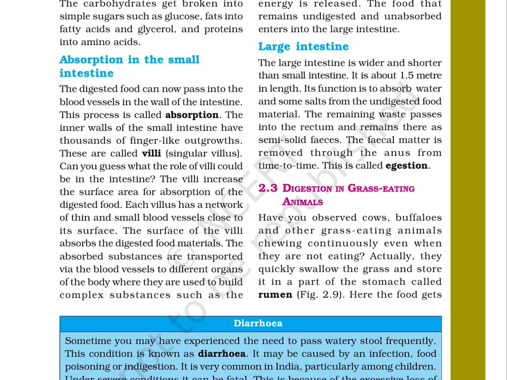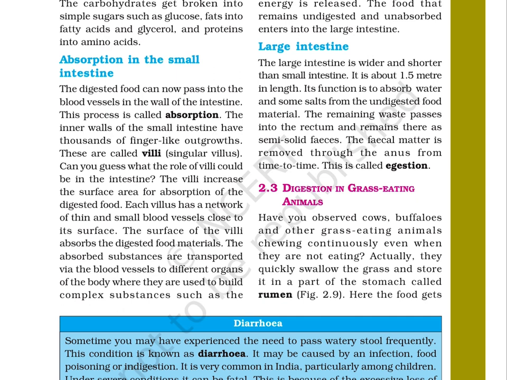Each villus has a network of thin and small blood vessels close to its surface. The surface of the villi absorbs the digested food materials. The absorbed substances are transported via the blood vessels to different organs of the body, where they are used to build complex substances such as the proteins required by the body.